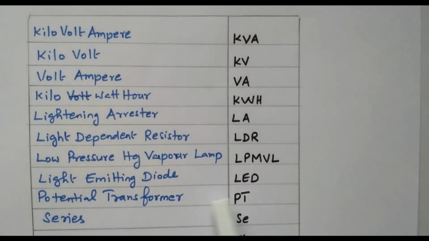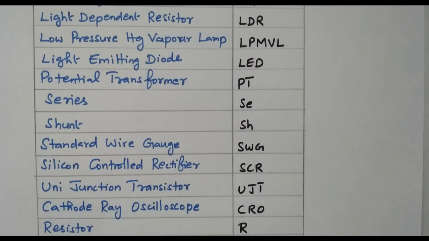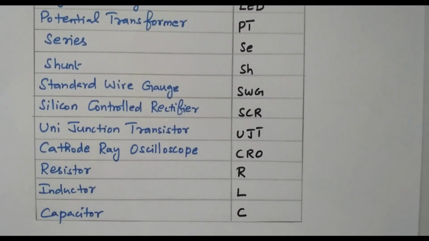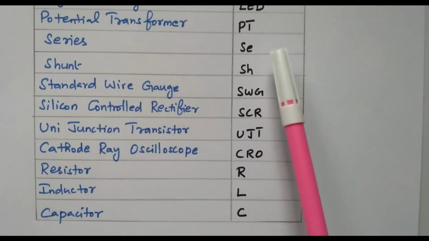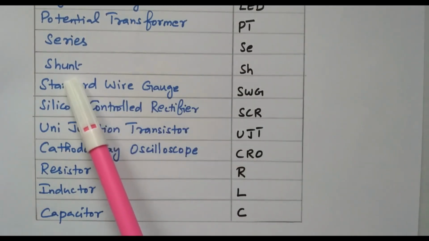Then LED is a light emitting diode, one special type of diode. Nowadays we are using LEDs for every lamp everywhere. Then PT, potential transformer. We already discussed the CT, current transformer. So this one is the potential transformer. Then we will go to some more. If it is connected in series, it is given as SE, capital S, small e. If it is connected in shunt, it is given as SH.